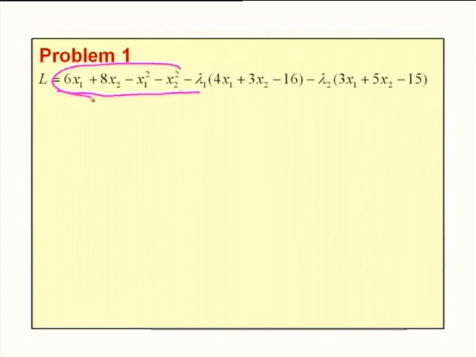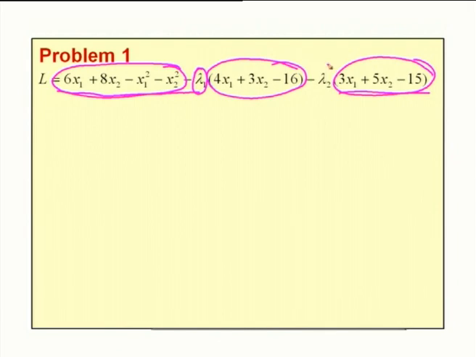That is the objective function of our given nonlinear programming problem, minus lambda 1 into 4x1 plus 3x2 minus 16, which is the first constraint of the given problem, minus lambda 2 into 3x1 plus 5x2 minus 15, which is the second constraint of the problem. Therefore, the Lagrangian function in terms of the Lagrangian multipliers lambda 1 and lambda 2 is 6x1 plus 8x2 minus x1 square minus x2 square, minus lambda 1 into 4x1 plus 3x2 minus 16, minus lambda 2 into 3x1 plus 5x2 minus 15.